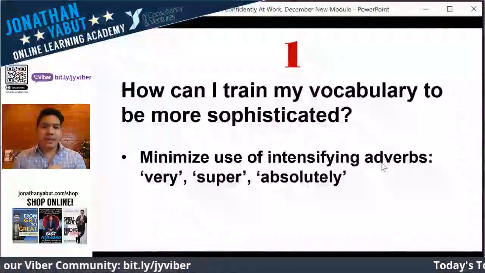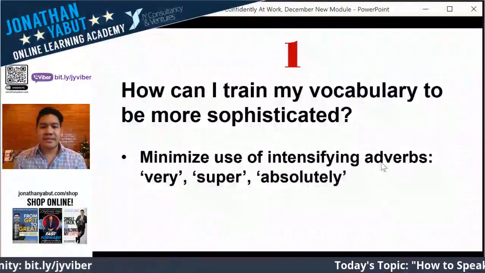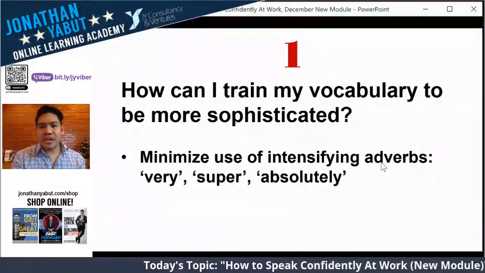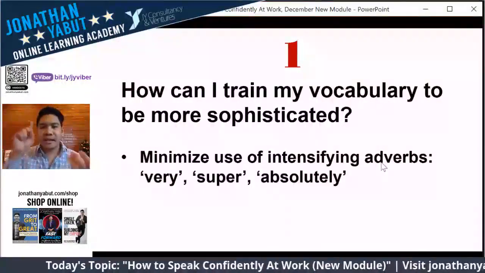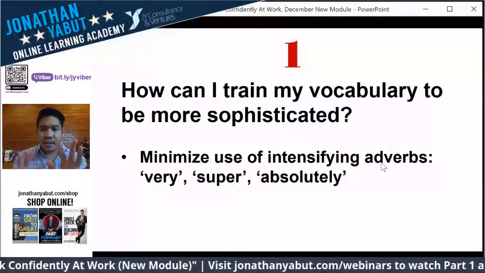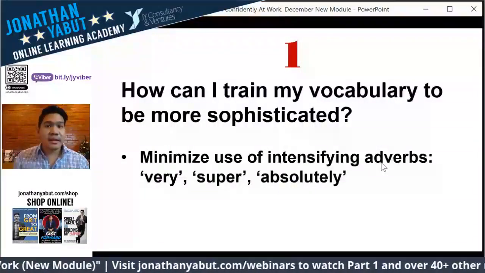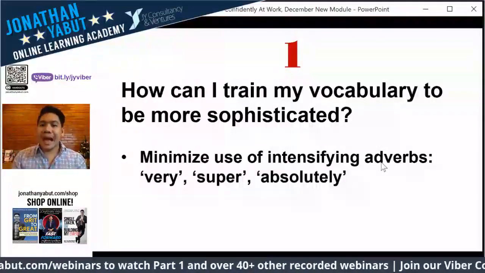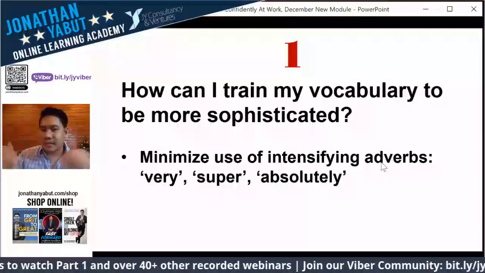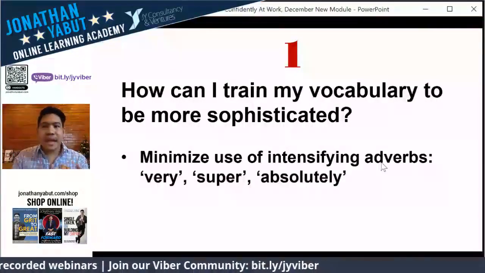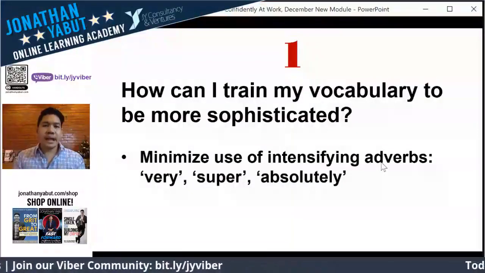The first one is to minimize the use of intensifying adverbs. In module number 1, last March, I talked about words such as technically, actually, absolutely, basically, essentially. Those things we've discussed: if you can, minimize them as much as you can. But I'm also going to add other types of intensifying adverbs in this session, and that is simple adverbs such as very and super.